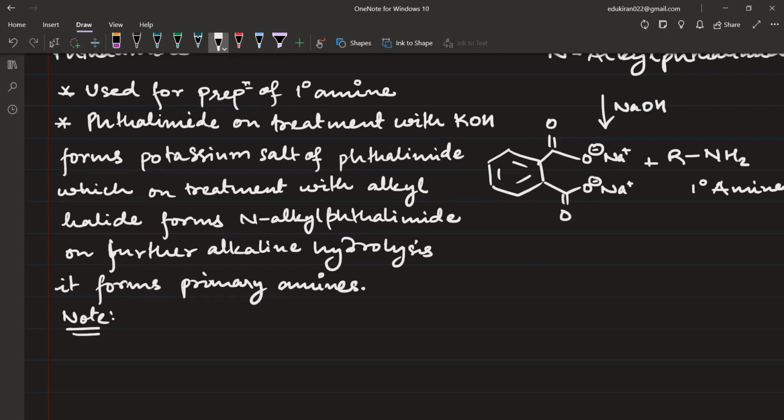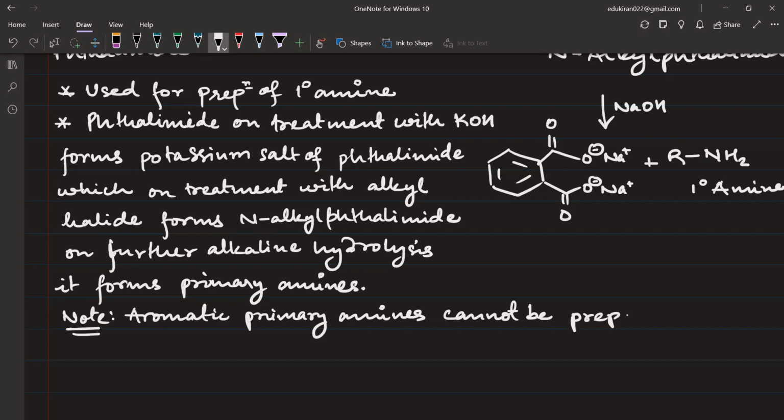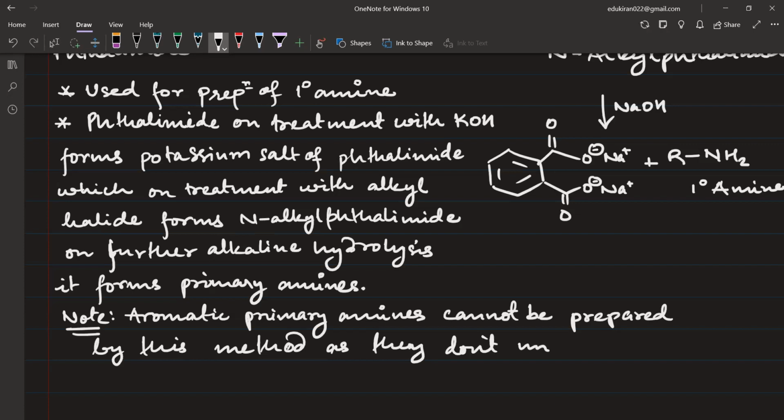राइट अ नोट। हम लोग क्या नहीं बना सकते इससे, we cannot get aromatic primary amines. Okay, please write: aromatic primary amines cannot be prepared by this method as they don't undergo SN2.